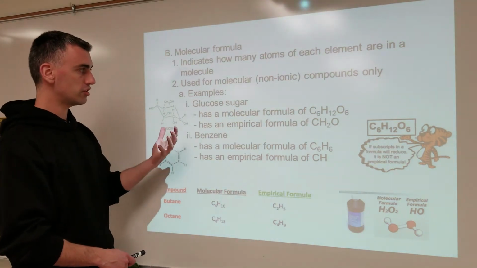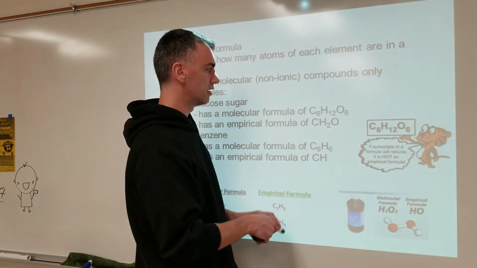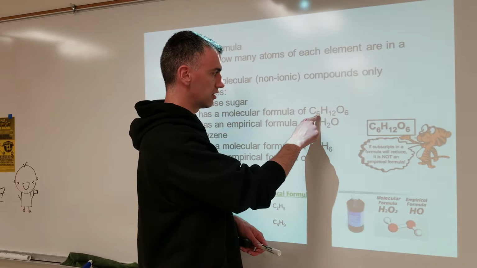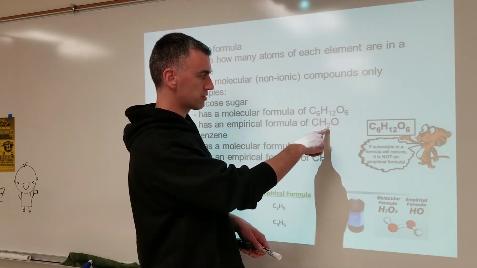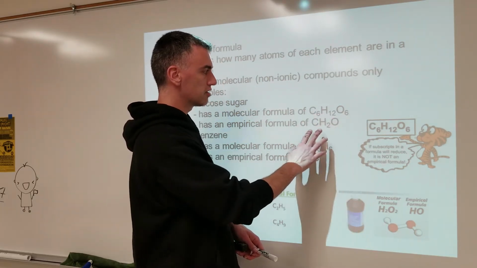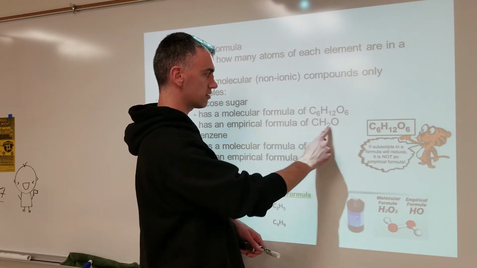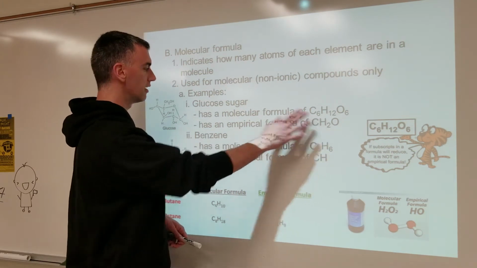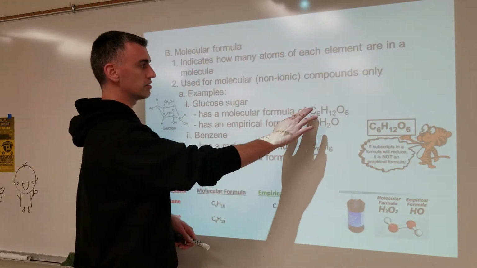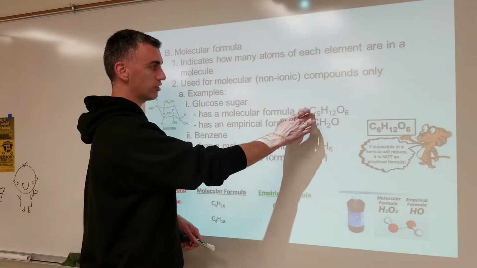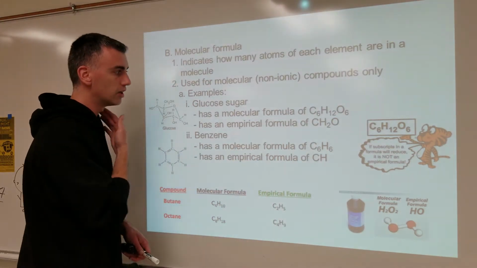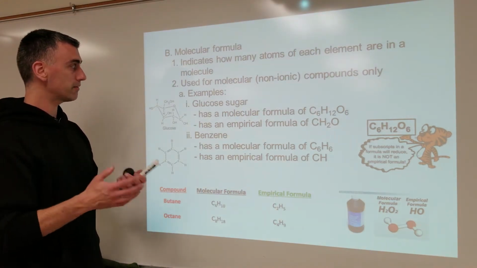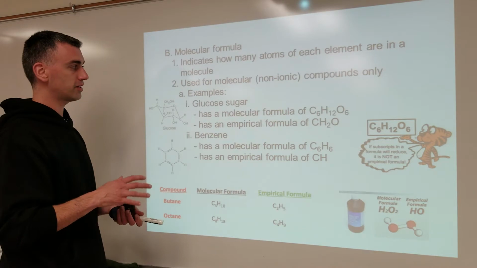However, if you take the ratio, that means divide these down as far as you can, divide these all by 6, in other words. This divided by 6 becomes 1, this divided by 6 becomes 2, this divided by 6 becomes 1. So this is what's actually there, and this is the ratio. So the empirical formula is the ratio between the elements in the compound, and a molecular formula tells you how many of each atom are actually in each individual molecule. So again, molecular and empirical formulas may or may not be different for molecular compounds.